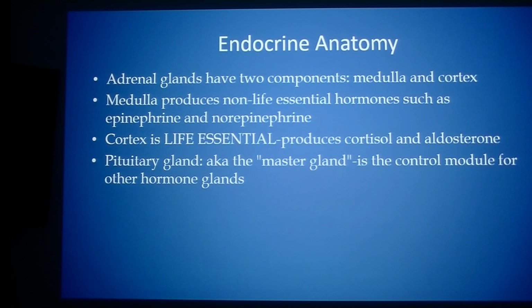So looking at endocrine anatomy, the adrenal glands have two components, the medulla and the cortex. The medulla produces non-life essential hormones such as epinephrine and norepinephrine. The cortex is life essential. It produces cortisol and aldosterone. And the pituitary is the master gland. It is the control module for the other hormone glands.